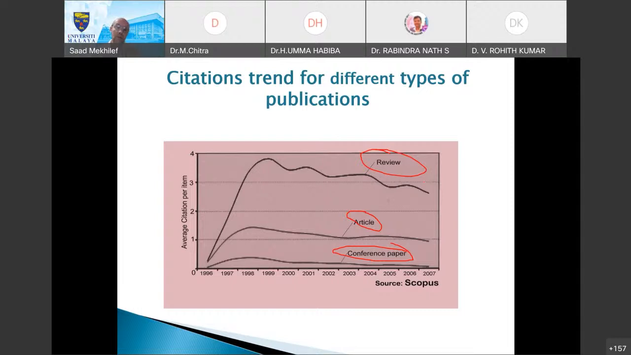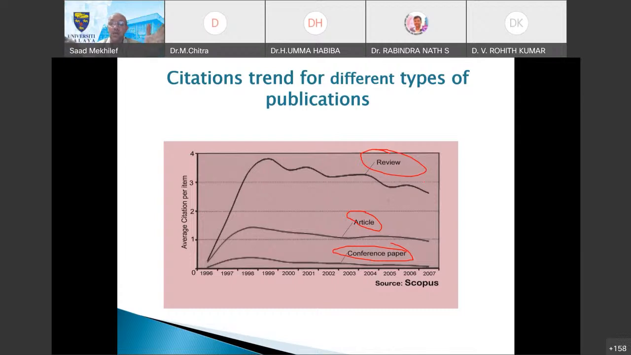It means if you want to have higher, better citations, you have to publish some review papers. You cannot publish only review papers, because review papers are written by experts in the area who have done a lot of research, and in the end they write a review on what they have read and what other researchers have done. So that's a review. Review papers usually attract a lot of citations.